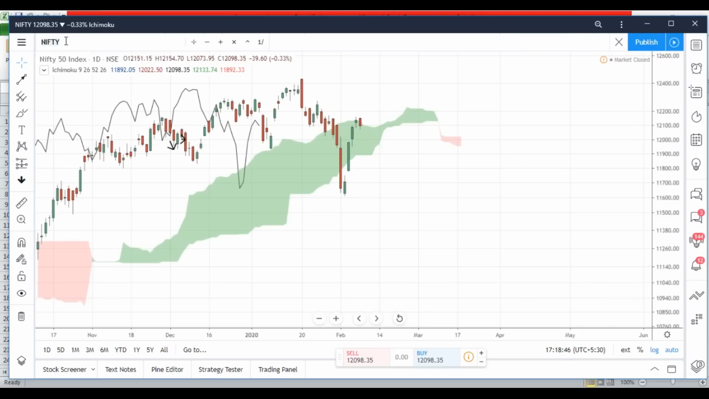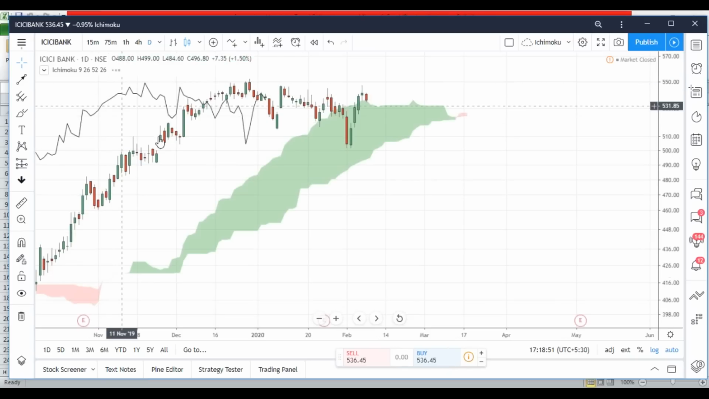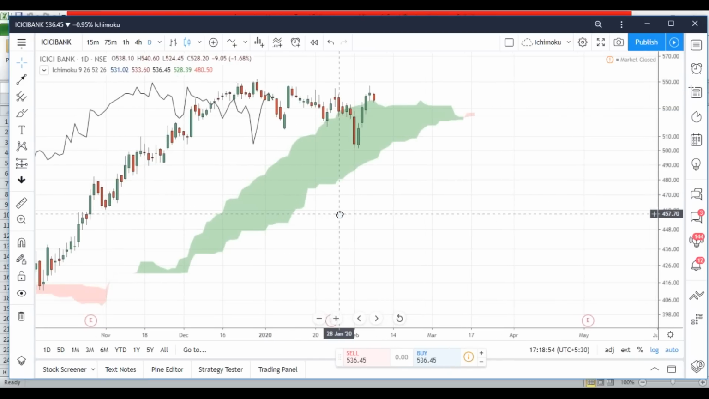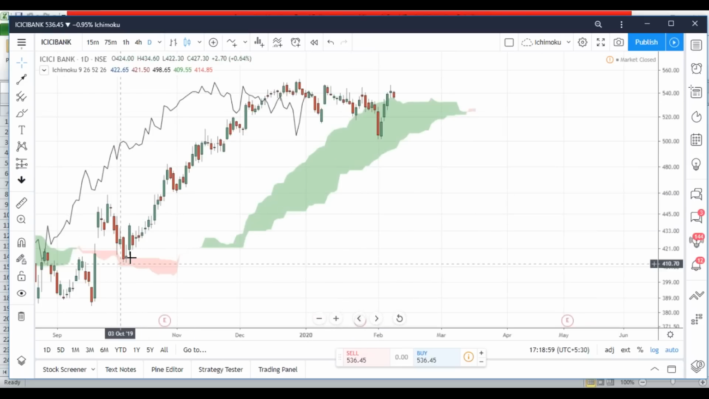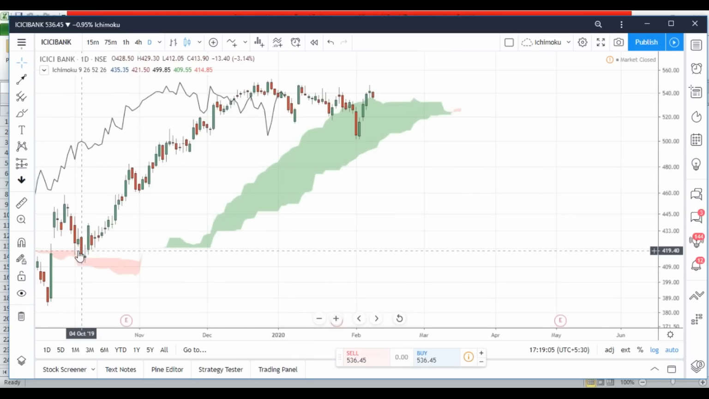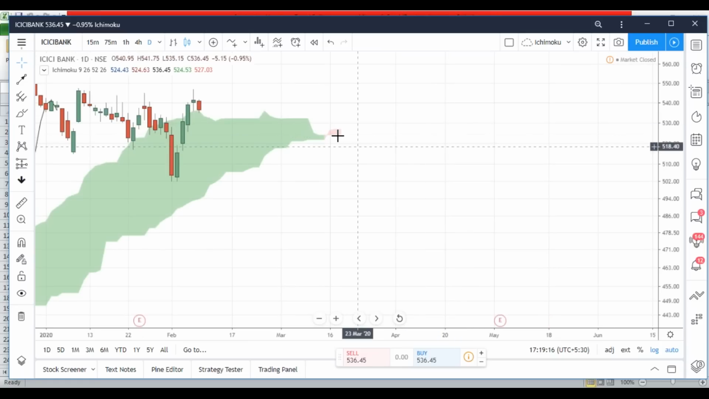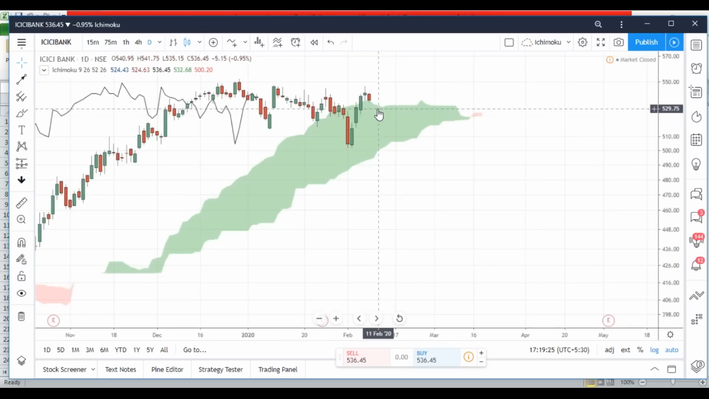Let me pull the chart of ICICI Bank and look at it. Okay, see, ICICI Bank, this was the first pullback at the cloud, this was the second pullback, and this is the third pullback. So as I said, I will not trade the third pullback. And look at this, during this third pullback, the future cloud is bearish. So one can skip this trade, but the first pullback and second pullback worked out very well.